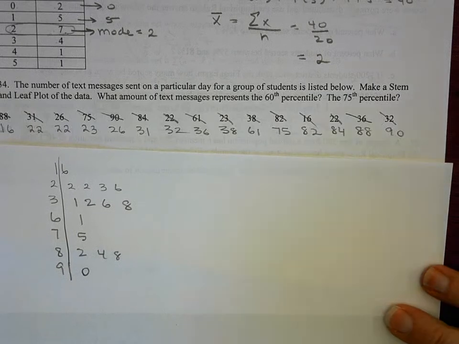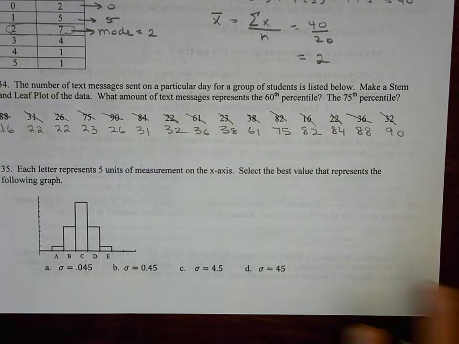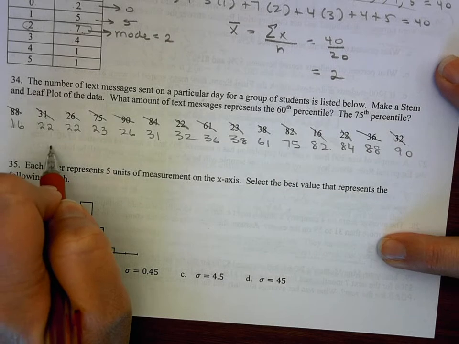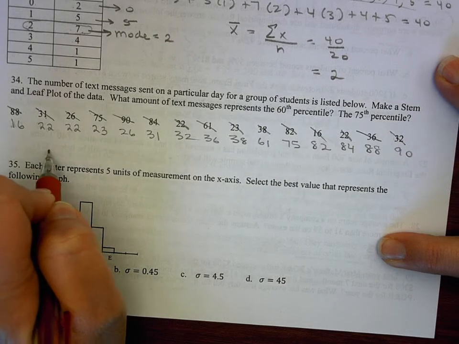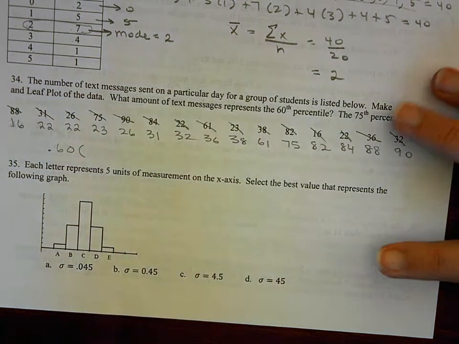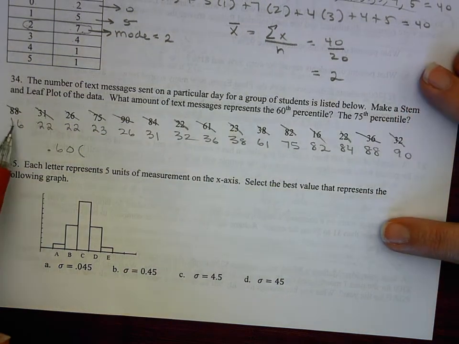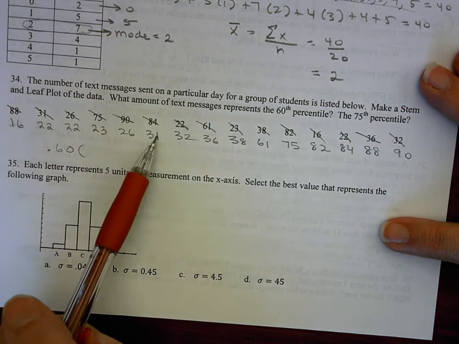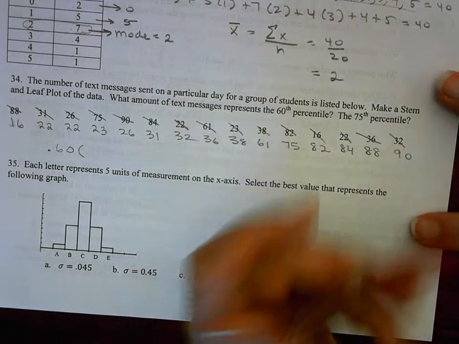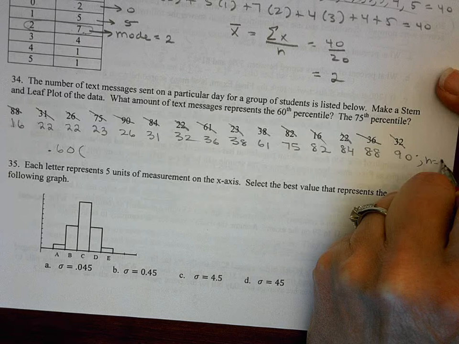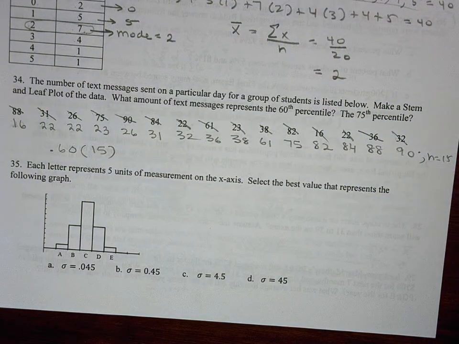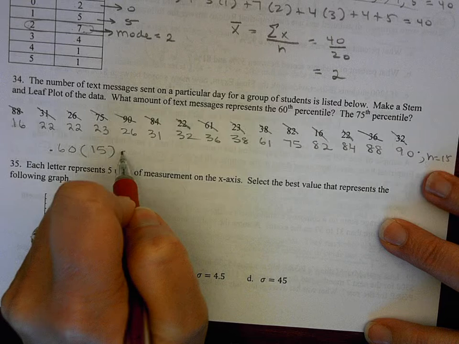So now for my percentiles. For my 60th percentile, I'm going to do 0.60 times the number of data values I have. So I have 1, 2, 3, 4, 5, 6, 7, 8. So I have 15. So I'm going to do 0.60 times 15, which is 9.